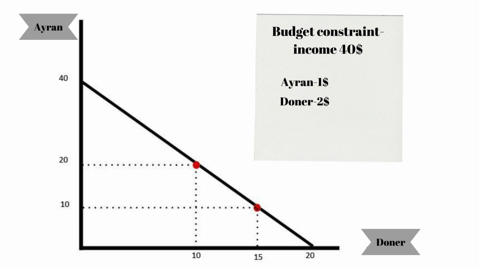So if an iron costs $1 and a doner $2, the above budget constraint shows all the combinations of the goods which can be bought with $40. For example, 20 iron and 10 doner, or 10 iron and 15 doner.